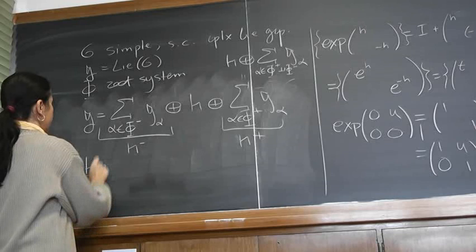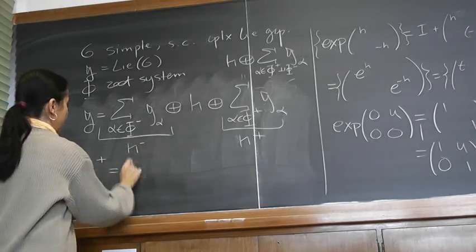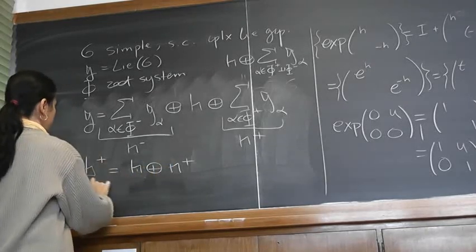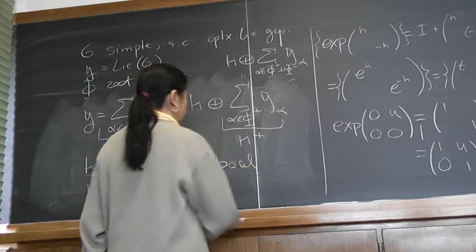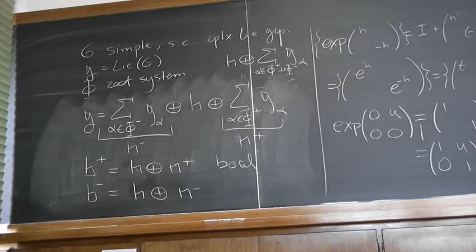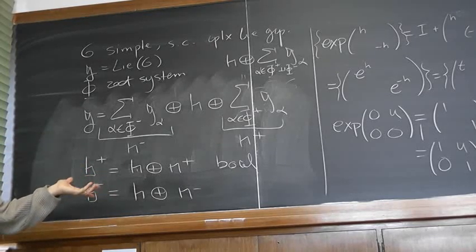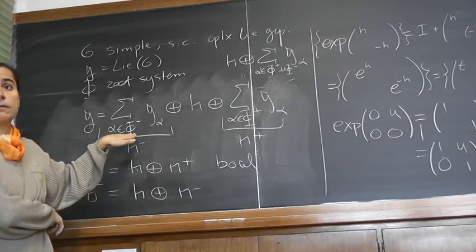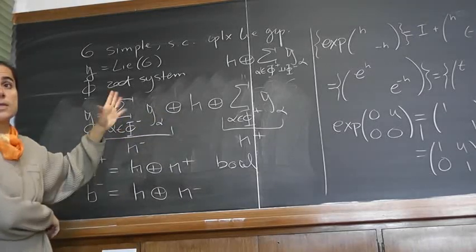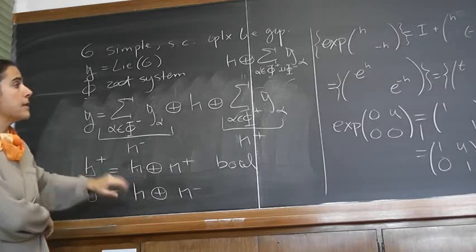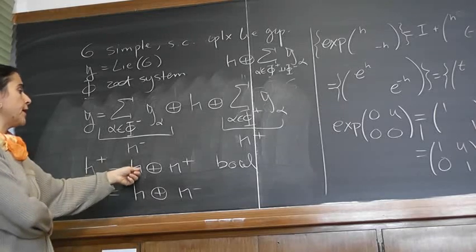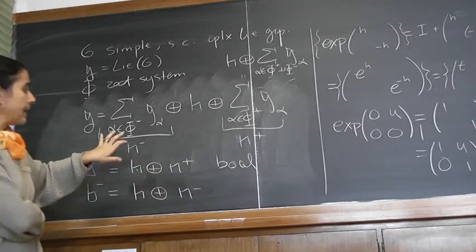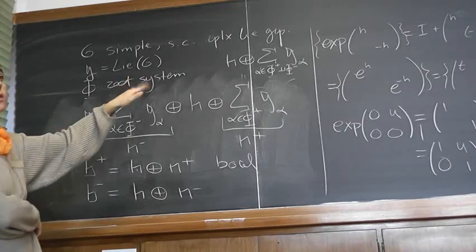One important thing is that b plus is h plus n plus, and b minus is h plus n minus. These are the positive and negative Borel subalgebras. The theory of root systems tells us immediately that these are subalgebras, because if you take a bracket of two negative things, it's negative, and if you take a bracket with an element in H, it stays negative. So it's really a subalgebra.